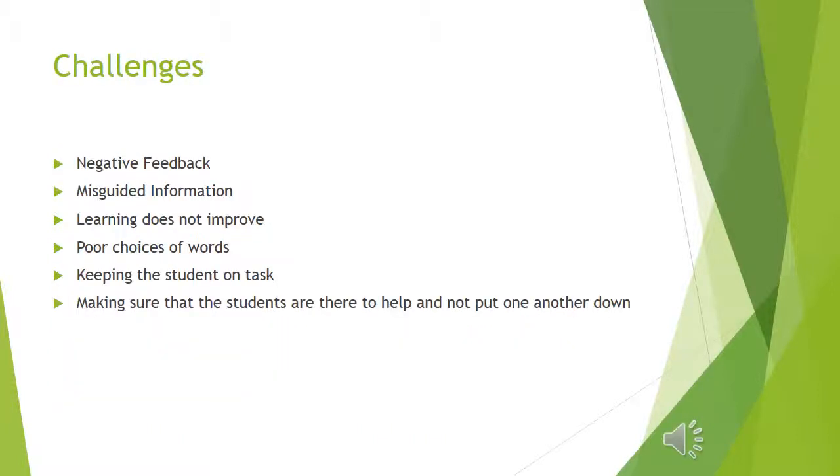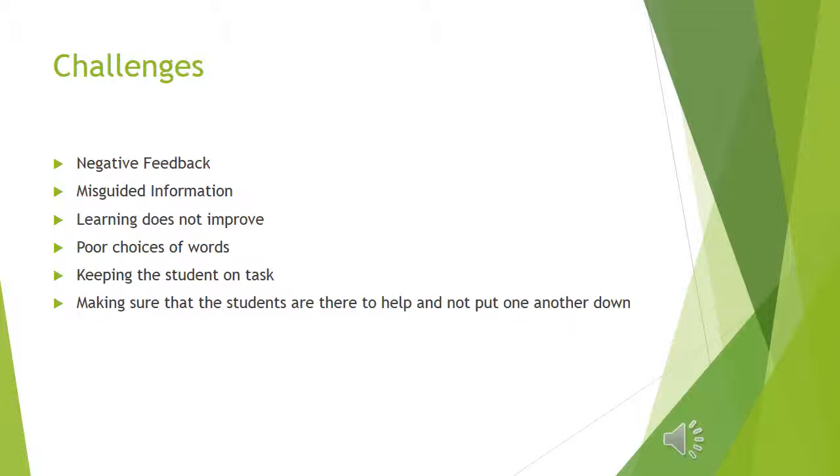While using peer assessments, there are also many challenges that could get in the way. Some things that can go wrong: you could get negative feedback, like instead of telling someone how to correct a problem, you just tell them it's wrong. Obviously, they probably know it's wrong, but they need more information on how to fix the problem. You can also give misguided information, which can lead the student in the wrong direction in doing the assignment. With misguided information, obviously learning will not improve.